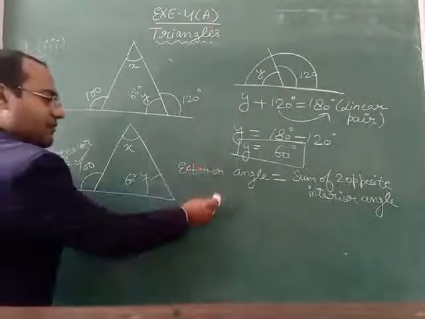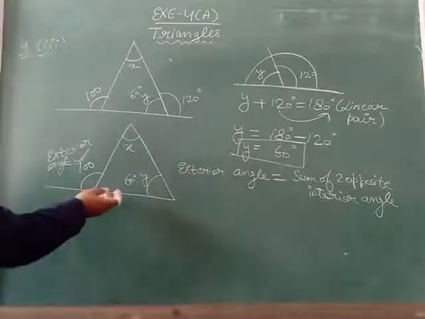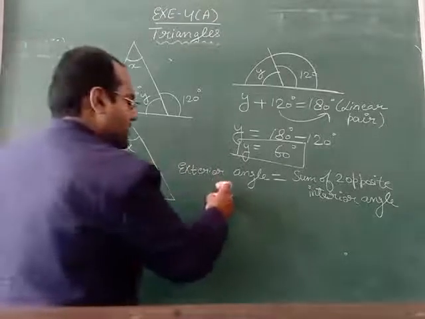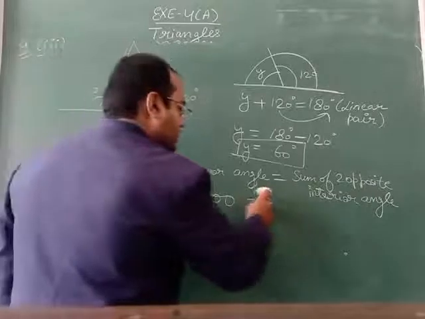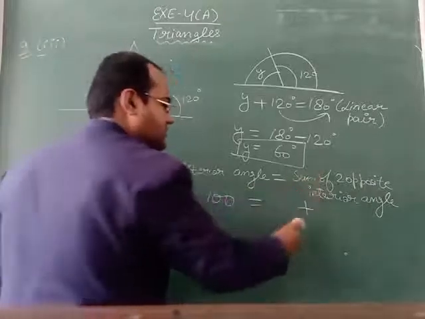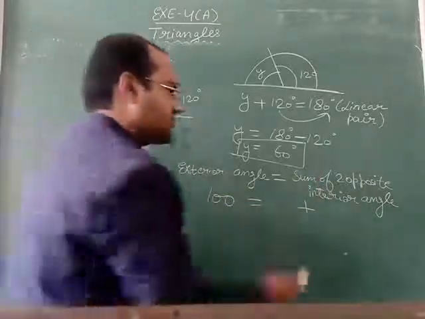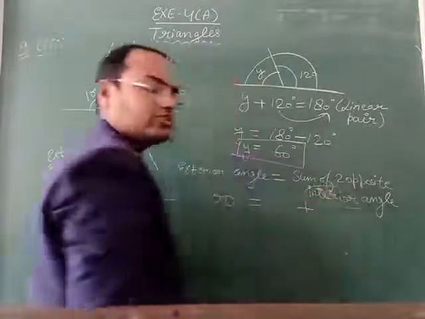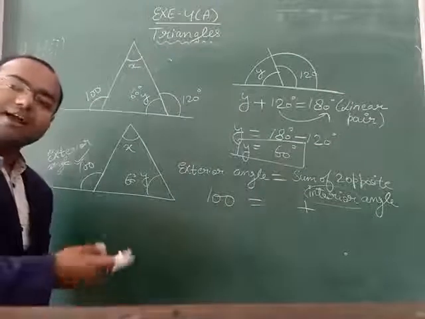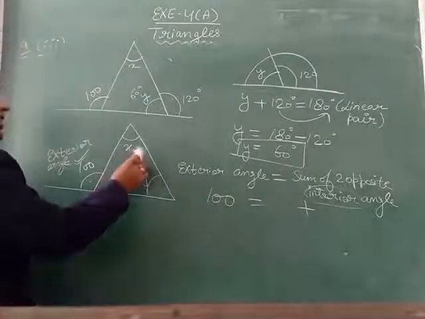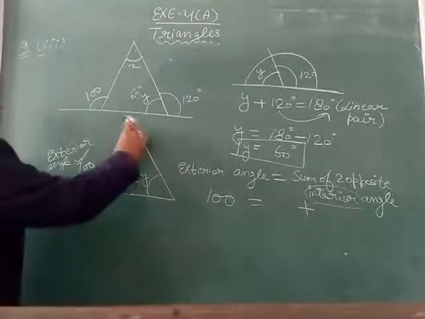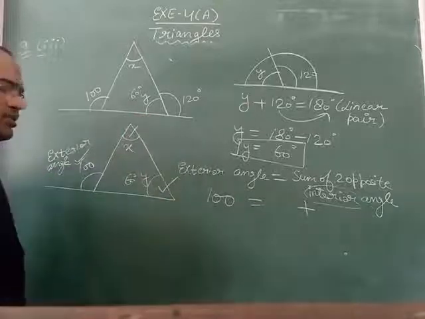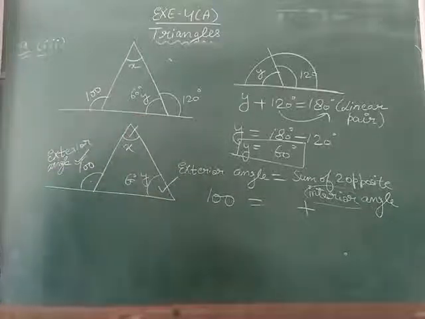Exterior angle we will write here under this. Exterior is the outside angle. Which angle is outside the triangle? 100 is equal to sum. Sum means plus. Which angles do we have to add here? Sum of two opposite interior angles. Interior means those angles which are coming inside a triangle. So inside this triangle, these two angles are coming here. These two are the interior angles of a triangle.